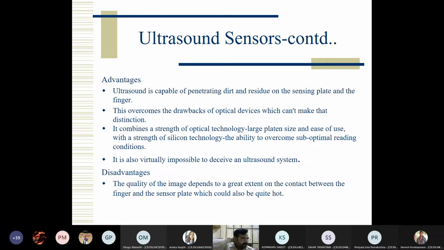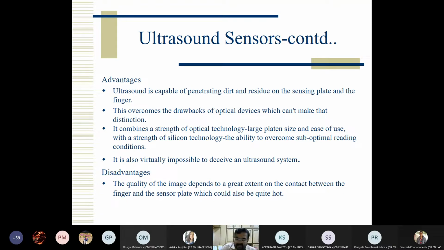Ultrasound has advantages that, when in both optical and silicon sensors, you put your fingerprint, there is dirt, you're cutting, and all those issues will be there. They are not there in ultrasound. The contact is less. It is more of a signal traveling and coming back. So that's more advantageous that way. It's not possible to cheat the device. You can't put a mask and put your fingerprint and so on.